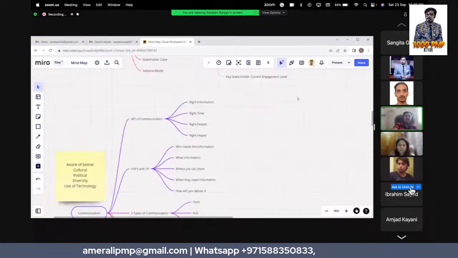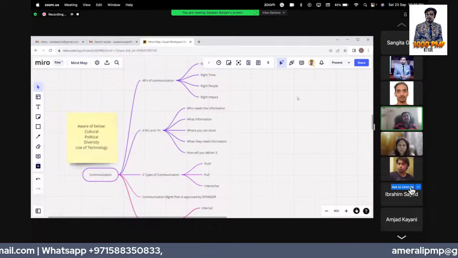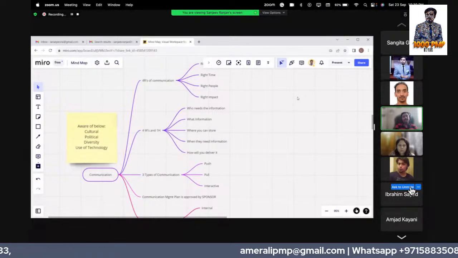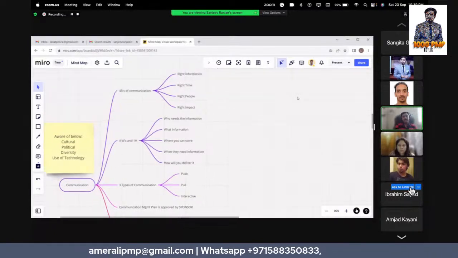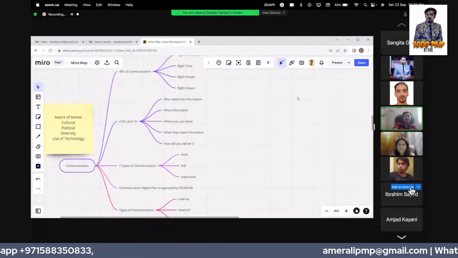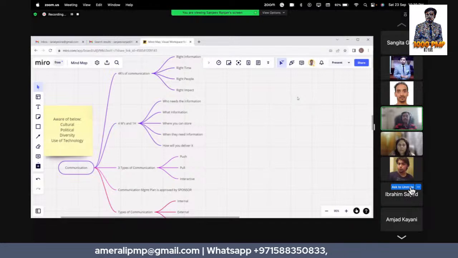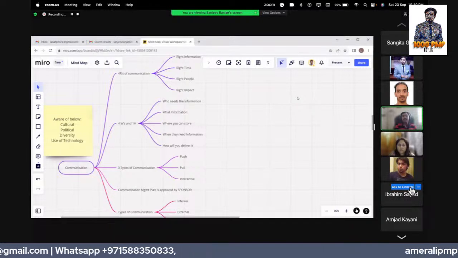Okay, now communication. Coming to communication, we should be aware of cultural and political diversity and use of technology. We have the 4 R's of communication: right information, at the right time, to the right people, with the right impact. Then 4 W's and 1 H: who needs the information, what information is required, where we have to store the information, when the stakeholder needs the information, and how we have to deliver it.